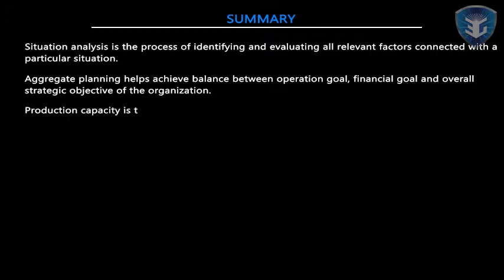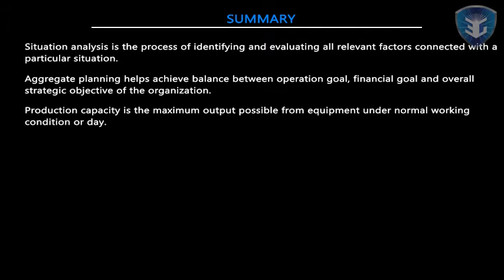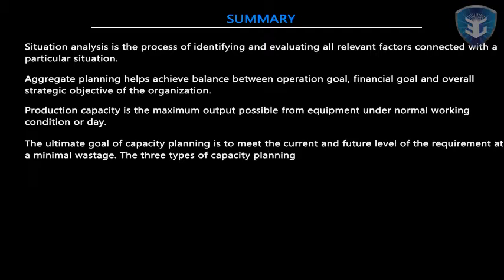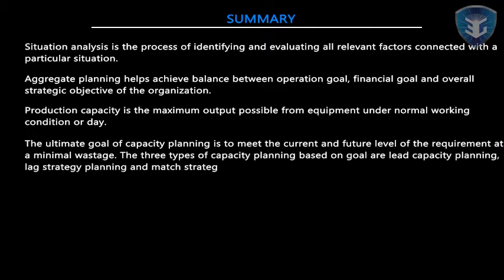Production capacity is the maximum output possible from equipment under normal working conditions or day. The ultimate goal of capacity planning is to meet the current and future level of the requirement at a minimal wastage. The 3 types of capacity planning based on goal are lead capacity planning, lag strategy planning, and match strategy planning.